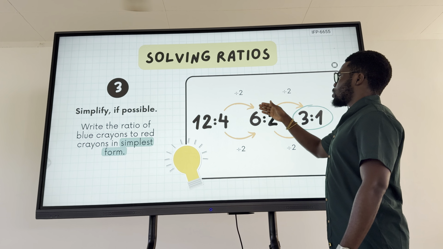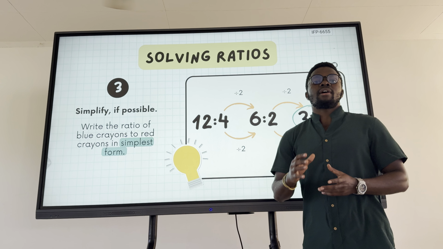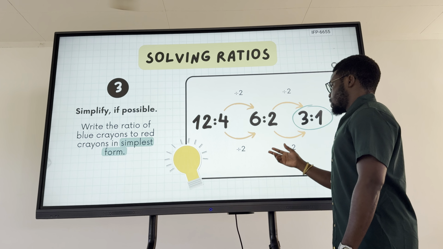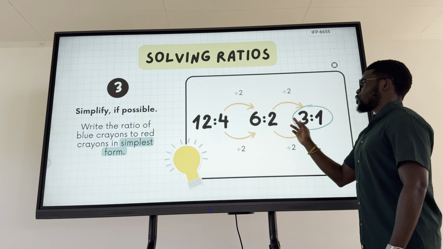Alternatively, you can just keep on dividing until you cannot divide any further. So this is what we did here, and the simplest version of 12 to 4 is 3 to 1 because 12 divided by 4 is 3 and then 4 divided by 4 is 1.